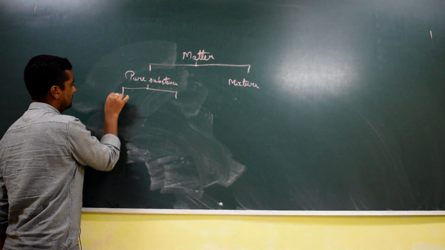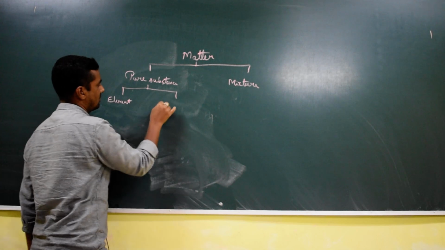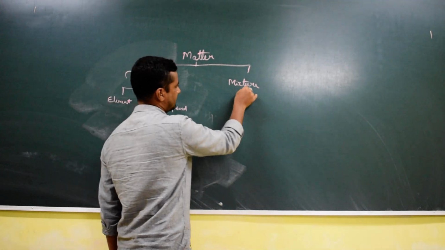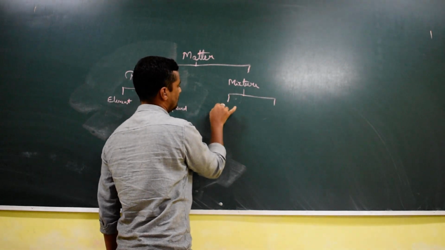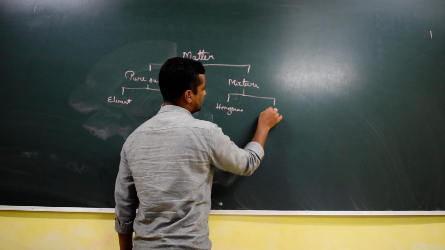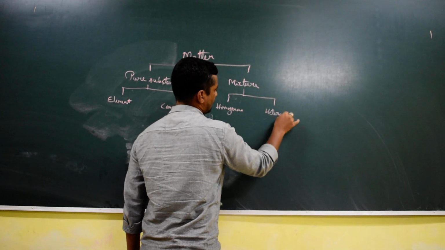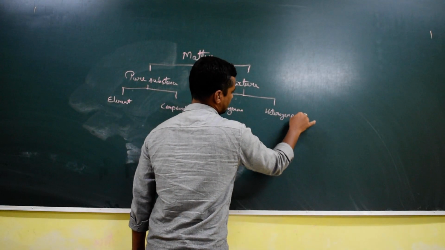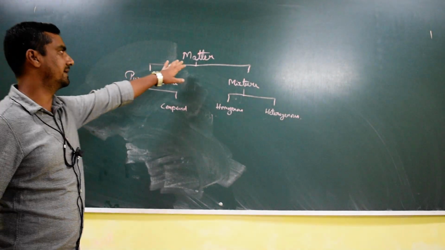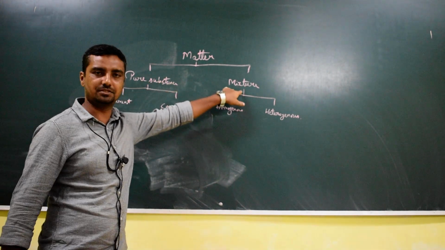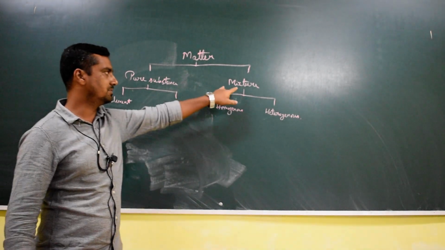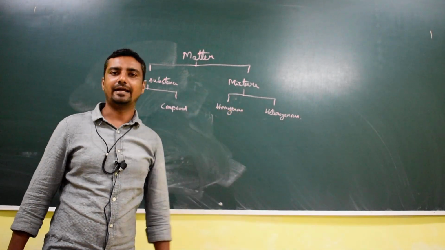This pure substance is again classified into two types: an element and the compound. Element and compound. This mixture is again classified into two types: homogeneous mixture and heterogeneous mixture, right? We'll discuss one by one. So matter is classified into the pure substance and the mixture. Pure substance is classified into elements and compounds. Mixture is classified into homogeneous mixture and heterogeneous mixture, right?